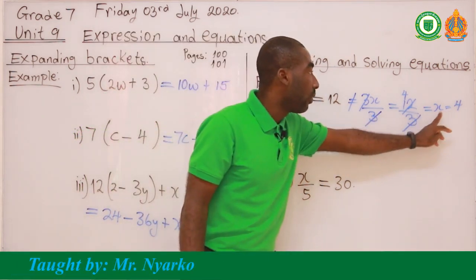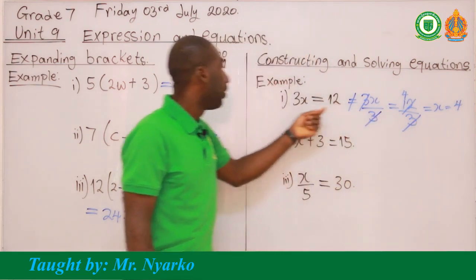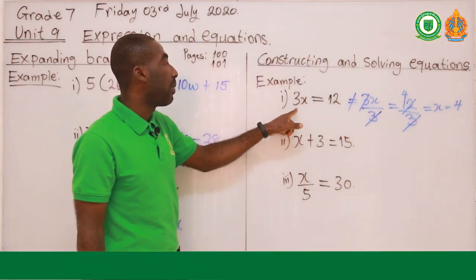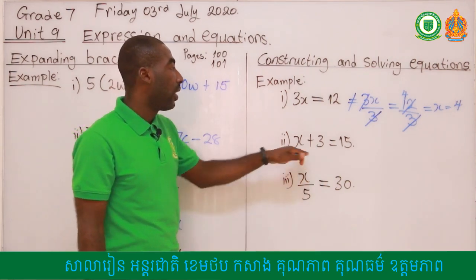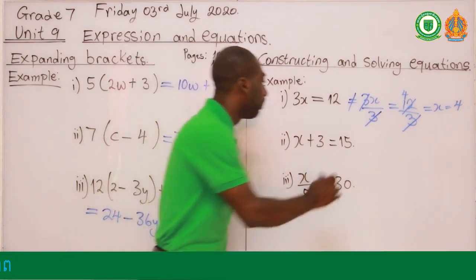You put your 4, which is x is equal to 4. So you put 4 here, you multiply by 3, it will give you this answer, that is 12. Okay, let's look at our second one.